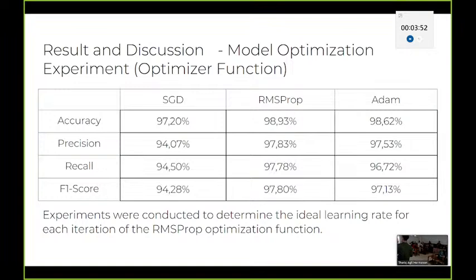This is the table. As you can see, the RMSprop and Adam have similar results, but the RMSprop has a higher result. An experiment was conducted to determine the error rate for each iteration of the RMSprop optimization function.